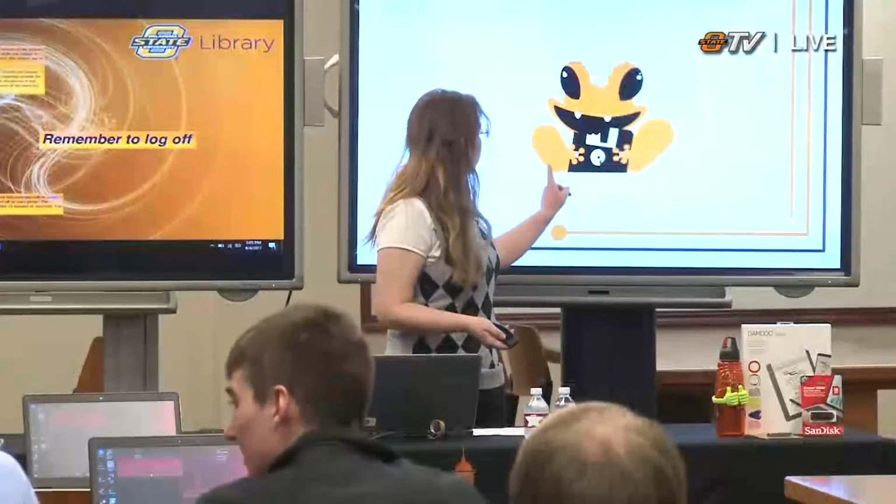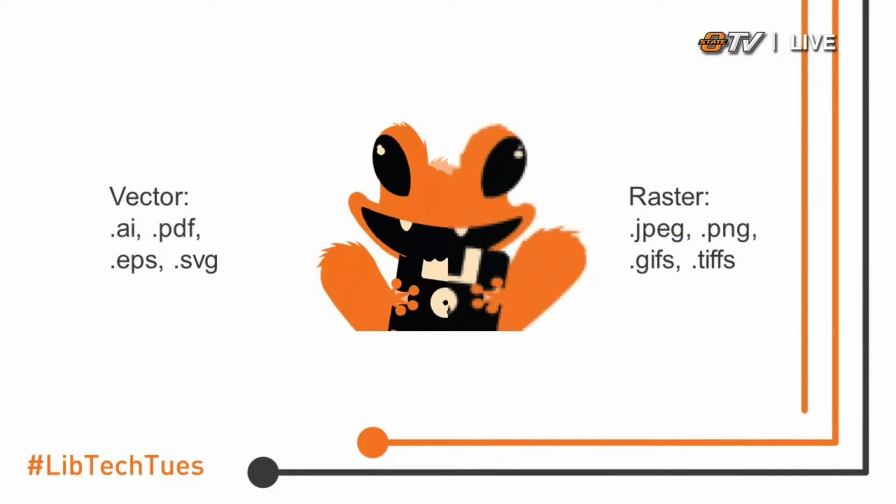For example, this would be a vectored image. You see how clean and sharp it is versus a photograph. If you mess with a photograph a whole bunch, then it gets really pixelated and kind of jumbled. If you resize this guy in an Illustrator format, he won't change. He'll stay nice, clean, and sharp. So your vector files would be your AI, PDF, EPS, and SVG. And then your raster images are your standard JPEG, PNG, GIF, and TIFF.